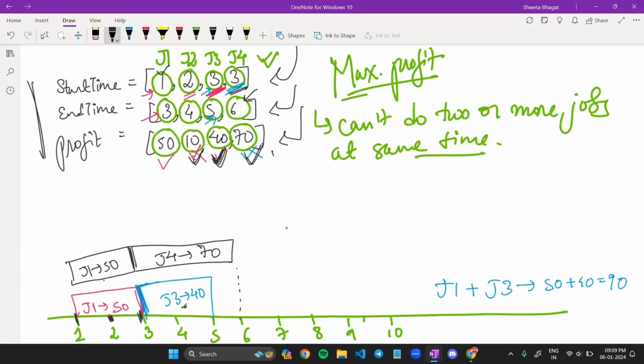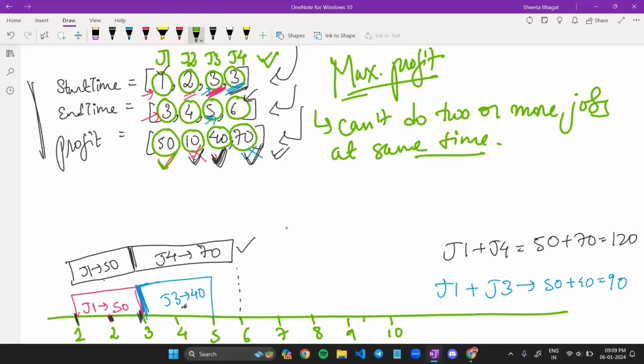Now, we don't have any more jobs left, so we are done with this possibility. So on doing job 1 and job 4 together, what is the profit which we will get? It's nothing but 50 plus 70, which is 120. Now, let's explore the last possibility.